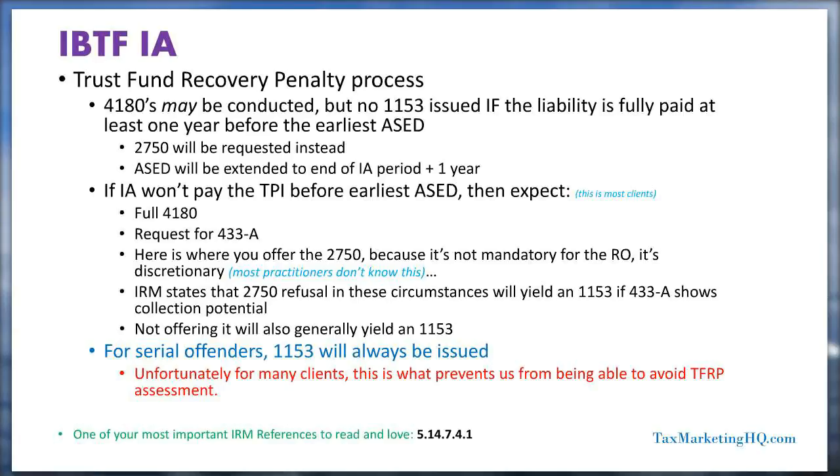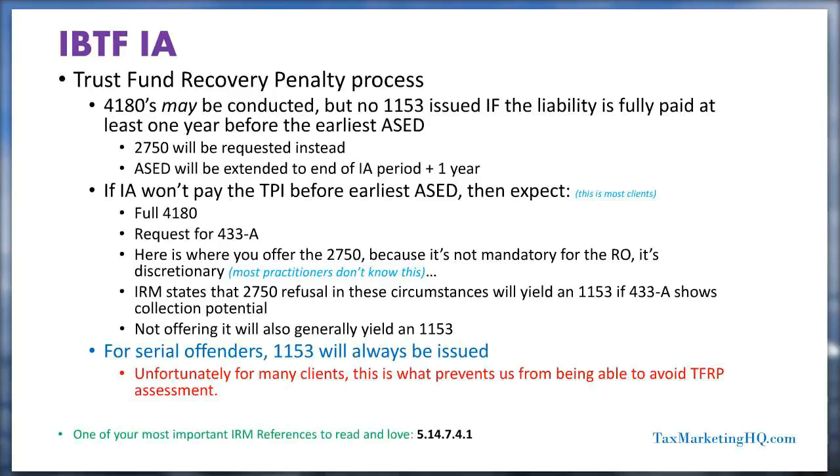So if you don't offer the 2750, you're going to get an 1153, which is the proposal of the personal assessment. If the taxpayer refuses to sign the 2750, it's probably going to result in an 1153, if the 433A shows collection potential.